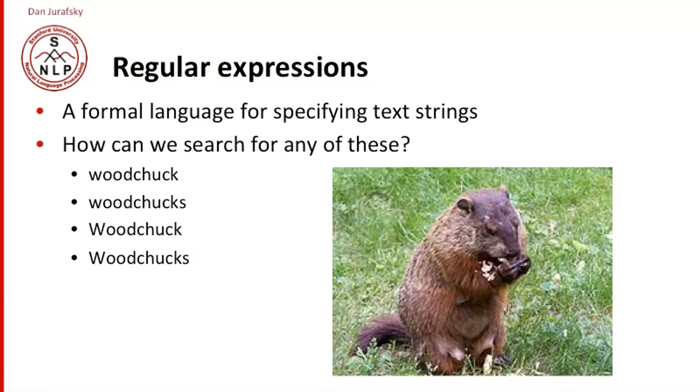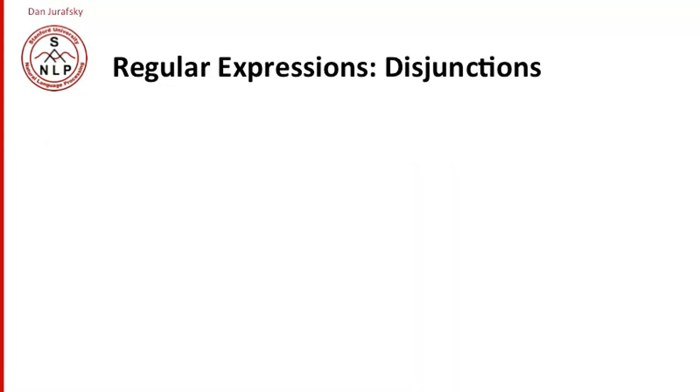Woodchucks can be expressed in a number of ways. We could have a singular woodchuck, we could have the plural S at the end, we could have a capital letter at the beginning or a lowercase, and any combination of these. So we're going to need tools to deal with this problem. So the simplest fundamental tool in a regular expression is the disjunction.